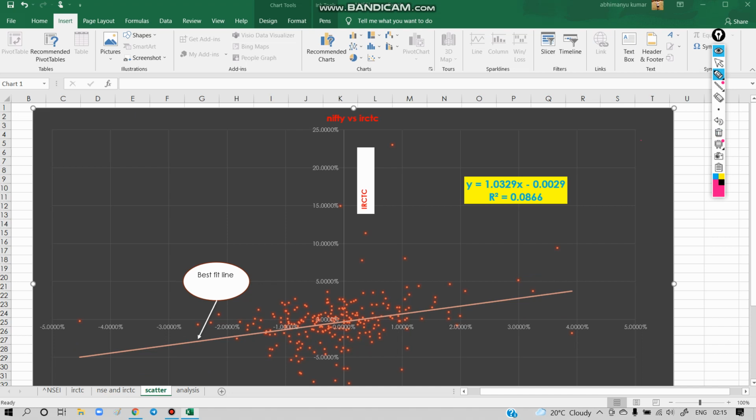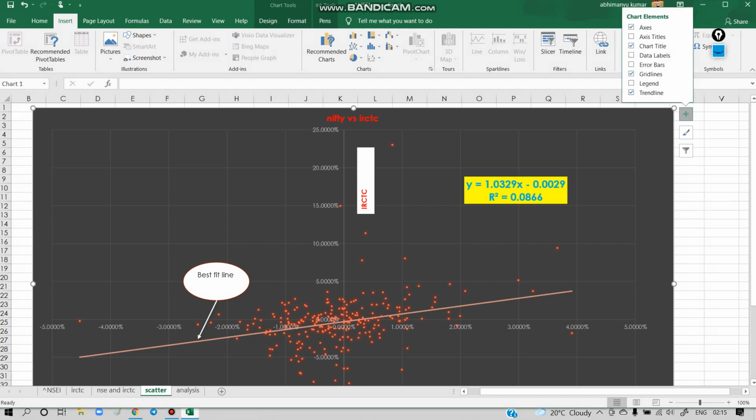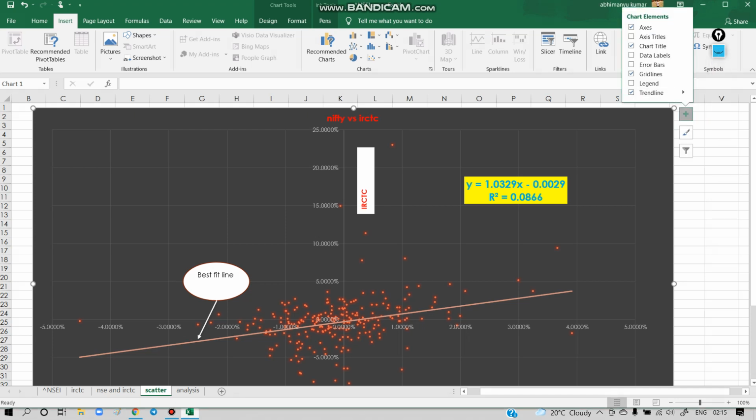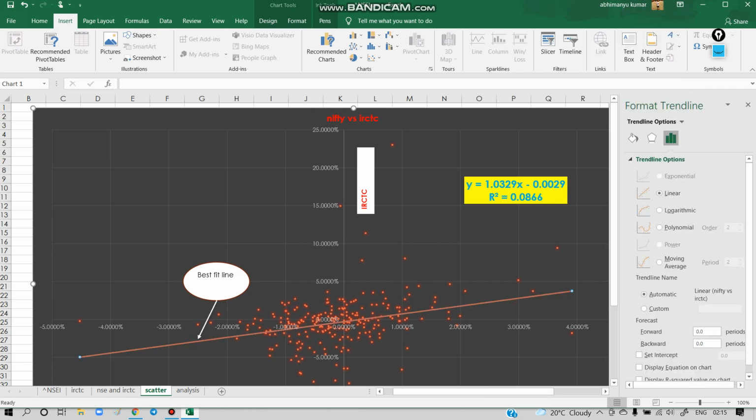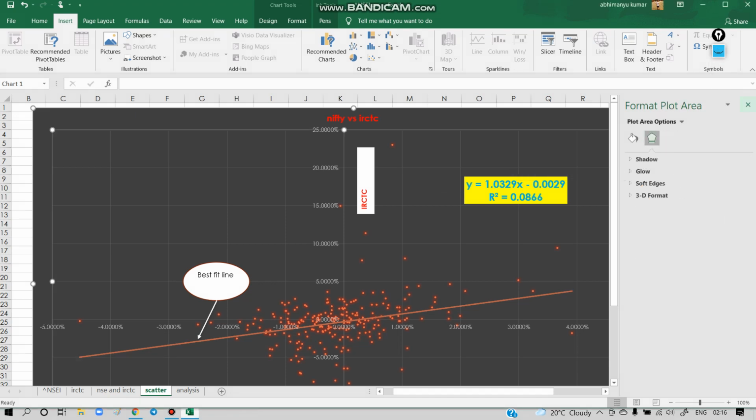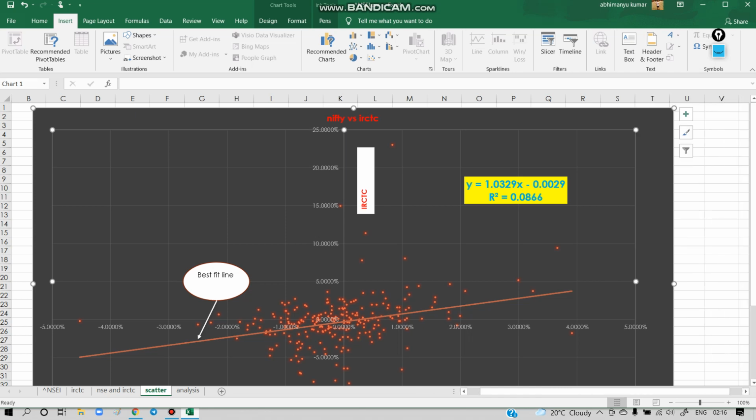Just click on this plus, click on this trend line. If you go to trend line, then more options, and here you can see display equation on chart and display R square on the chart. If you select both of these, the equation will appear, the R square value will also appear, and this is known as the best fit line.